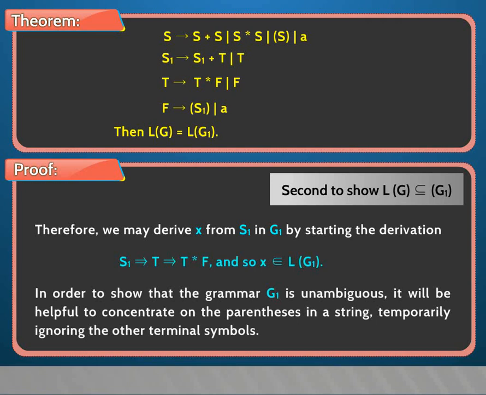In order to show that grammar G1 is unambiguous, it will be helpful to concentrate on the parentheses in a string, temporarily ignoring the other terminal symbols.